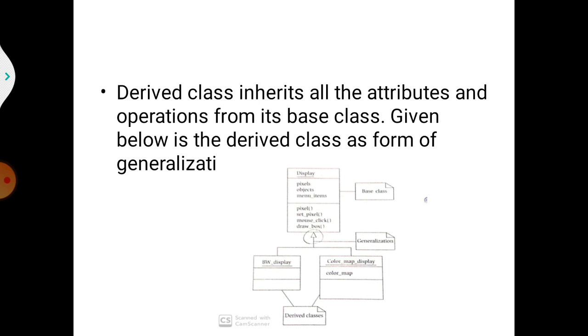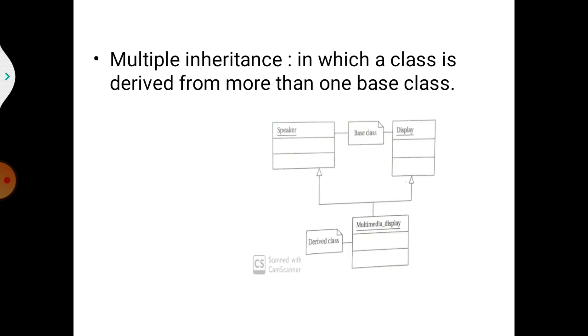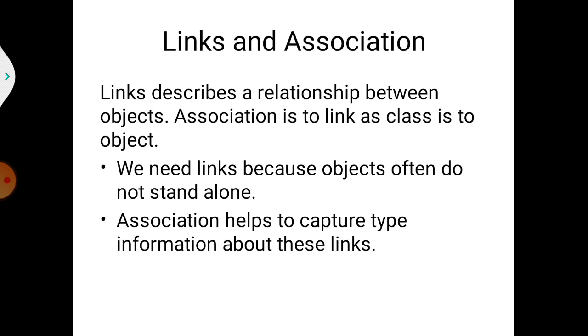We have multiple inheritance. It is a form of generalization where a derived class inherits from more than one base class. That is shown in the figure below. Here there are two base classes and a derived class, multimedia display, which inherits from the speaker base class and the display base class. Then we have links and association.